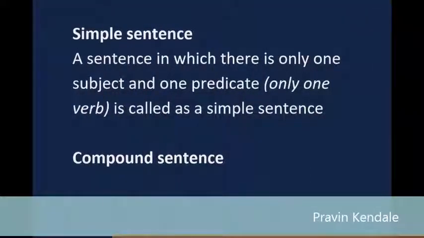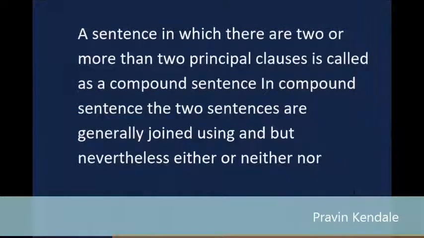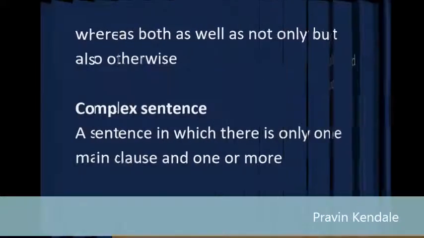Simple sentence. A sentence in which there is only one subject and one predicate, only one verb, is called a simple sentence. Compound sentence. A sentence in which there are two or more than two principal clauses is called a compound sentence. In a compound sentence, the two sentences are generally joined using and, but, nevertheless, either or, neither nor, whereas, both, as well as, not only but also, otherwise.